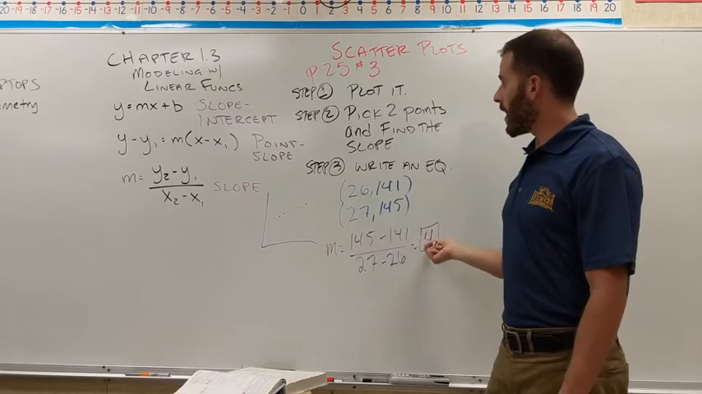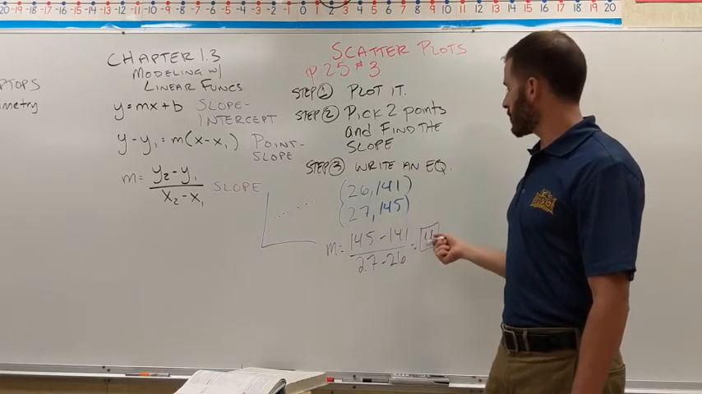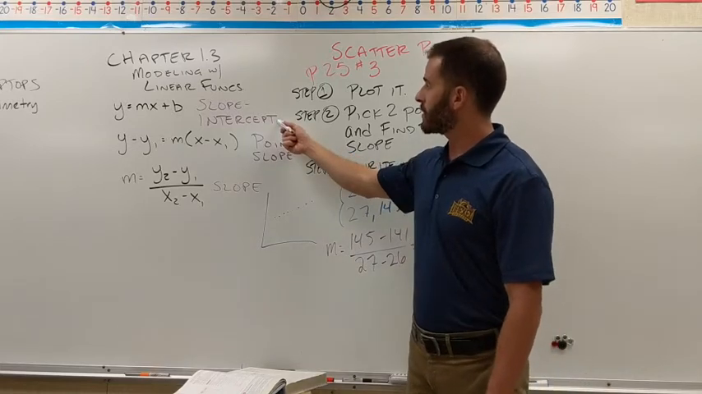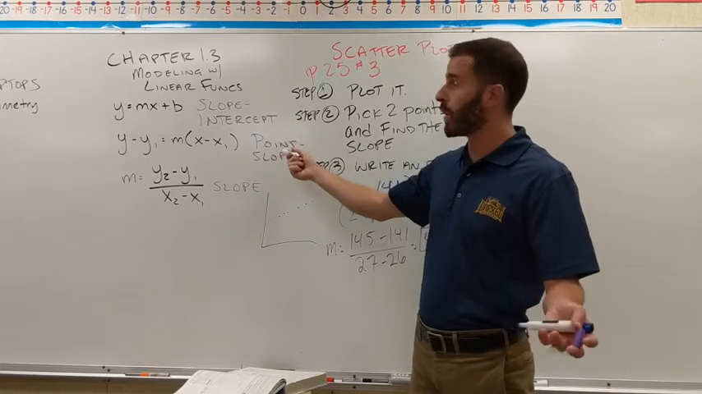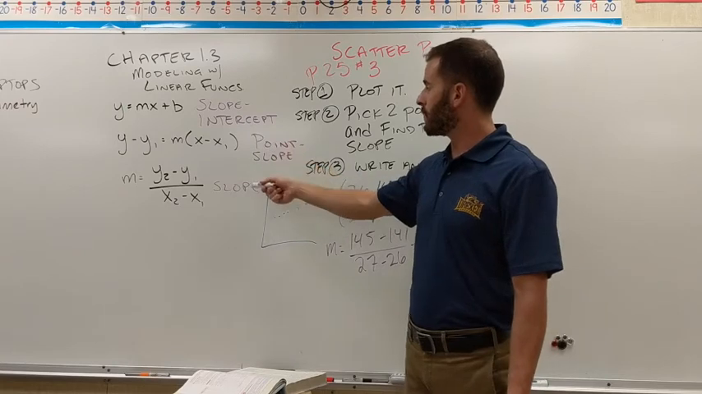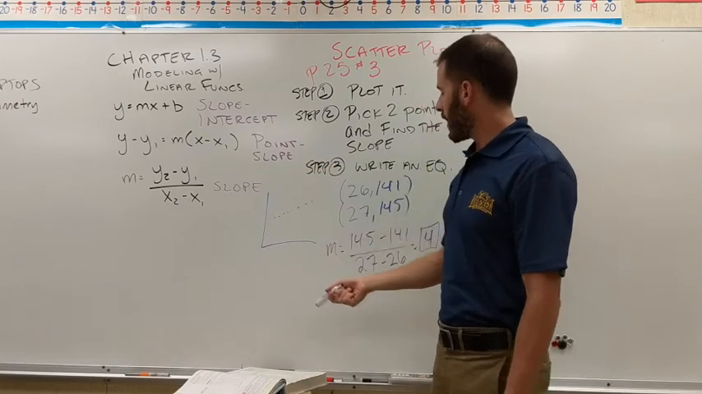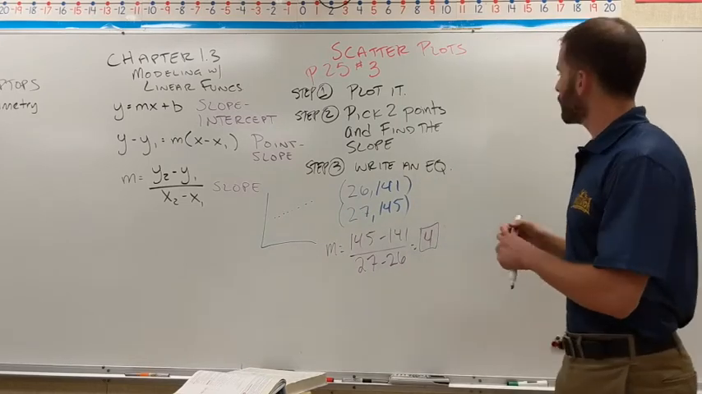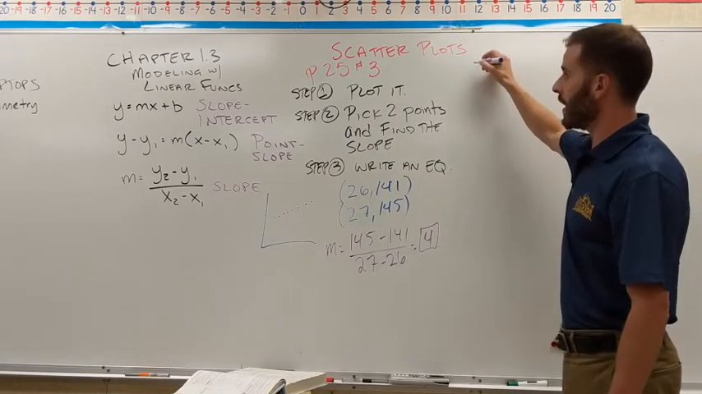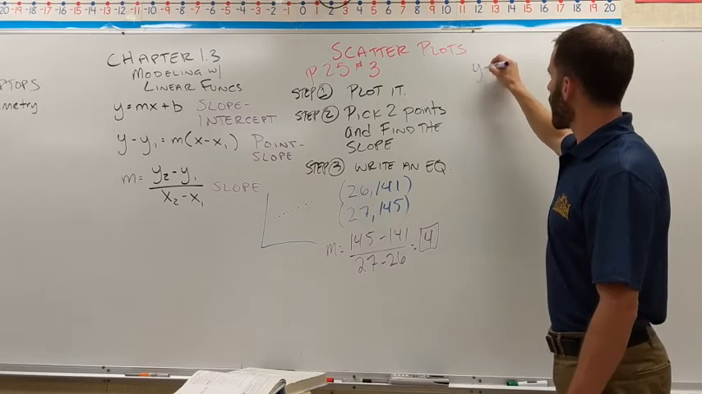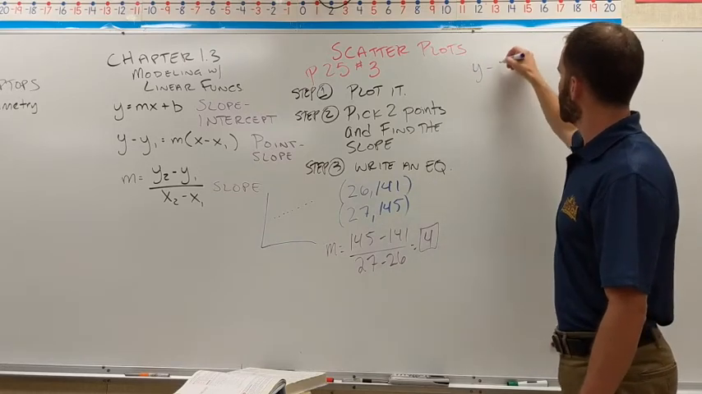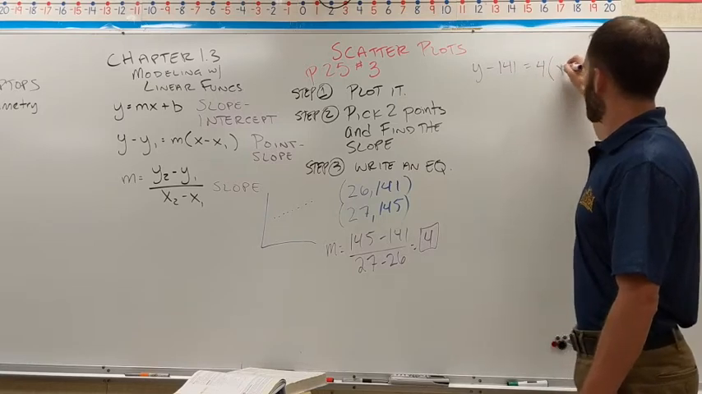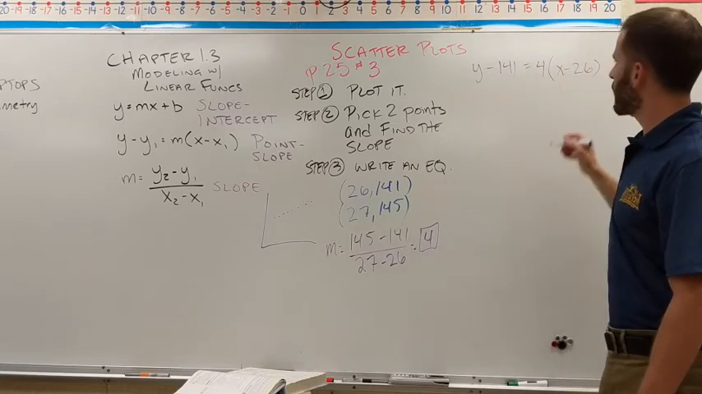Pick 2 points, find the slope. Awesome. Now that I have the slope, I need to write an equation. So I have a slope, I have 2 points, I don't have an intercept, but I do have, from those 2 points, 1 point. So I'm going to take one of these points, I'm going to take the slope, and I'm going to write myself an equation. So my slope is 4, and I have y minus, let's use this one, 141 equals the slope of 4 times the quantity, x minus 26.